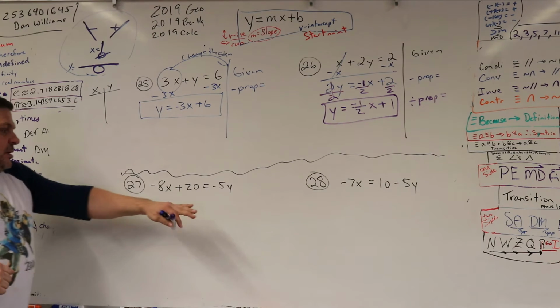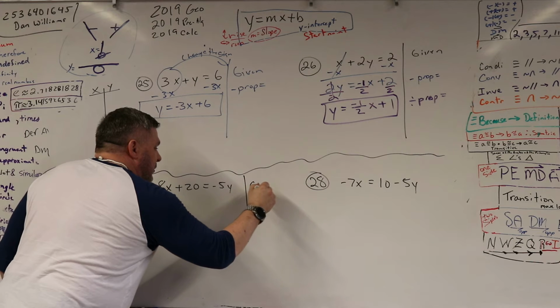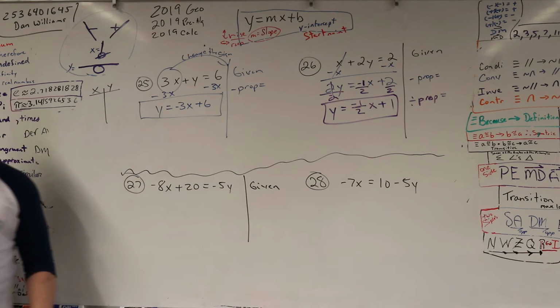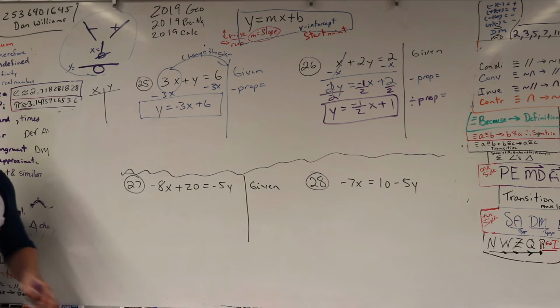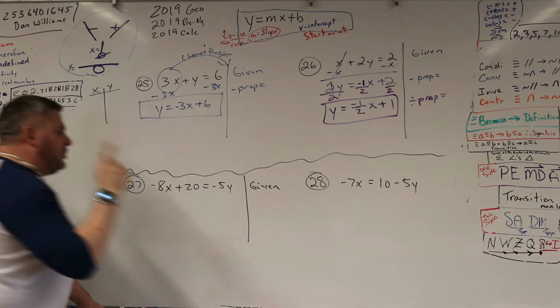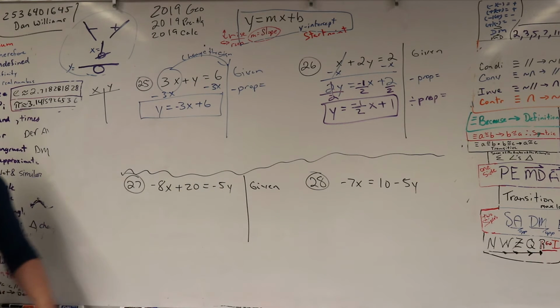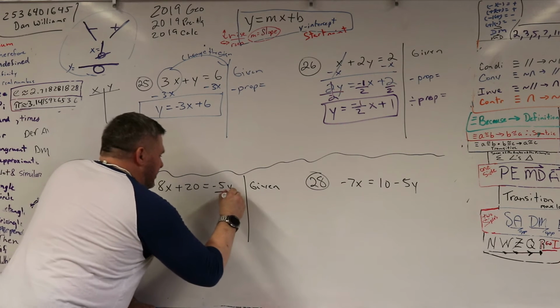Okay. So with this one, again, I start with the given, right? Now this one's going to be fun because it's kind of already there, believe it or not. But I need to do what? I need to get y alone, right? So how do I get y alone? Divide by what? 5. Not just 5.